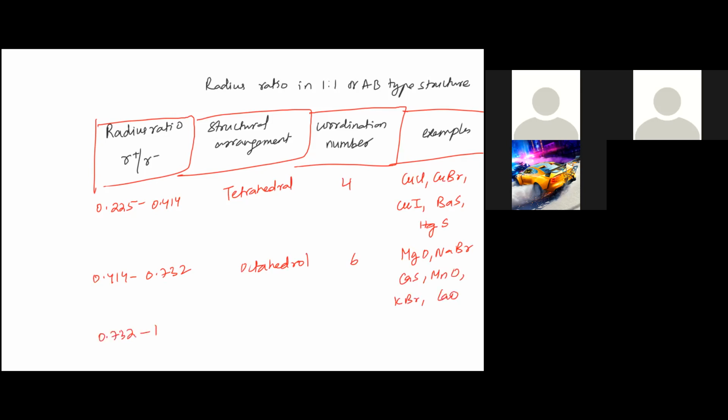0.732 to 1, it is cubic, coordination number 8, with examples cesium chloride, cesium bromide, NH4Br, TlBr. This is a good table. This is specifically for AB type structure.